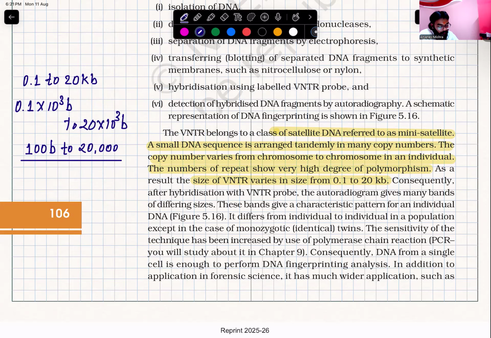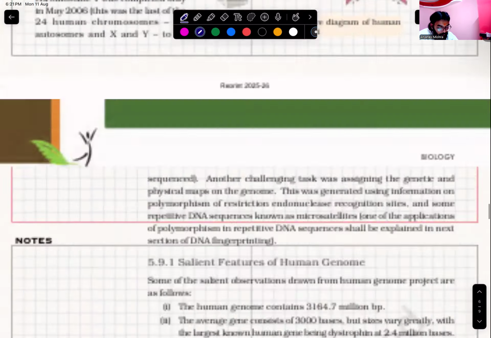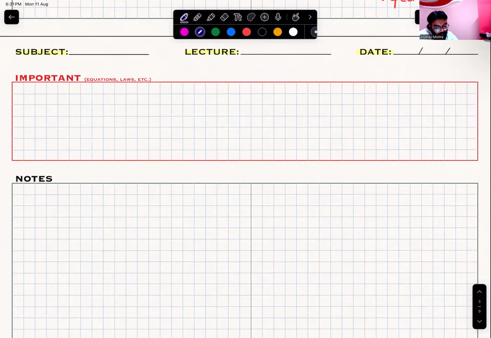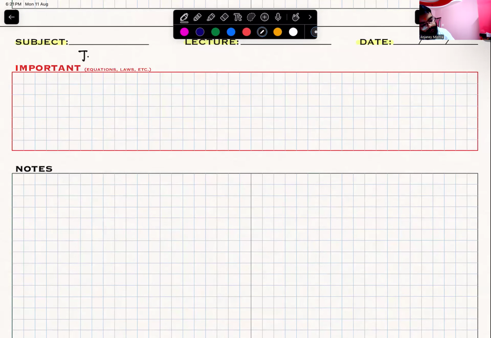Yes, sir. All right. So now you have understood the principle. Now let's talk about the technique of DNA fingerprinting. Remember, we cannot do sequencing. Sequencing is not allowed. Sequencing is very costly. Sequencing is a very cumbersome process. We need to do something which can work quickly. Is that clear? Now let's talk about the technique.